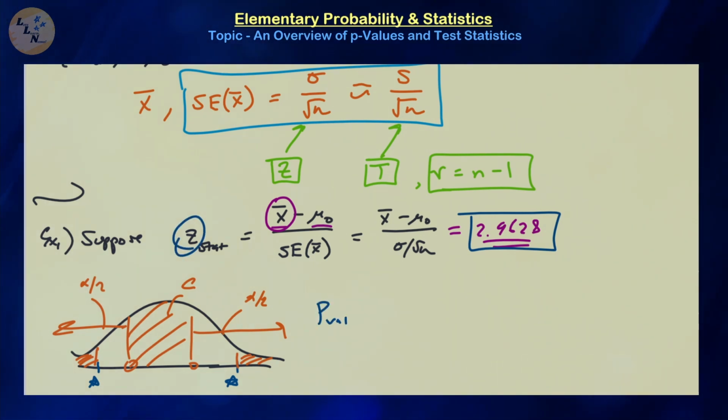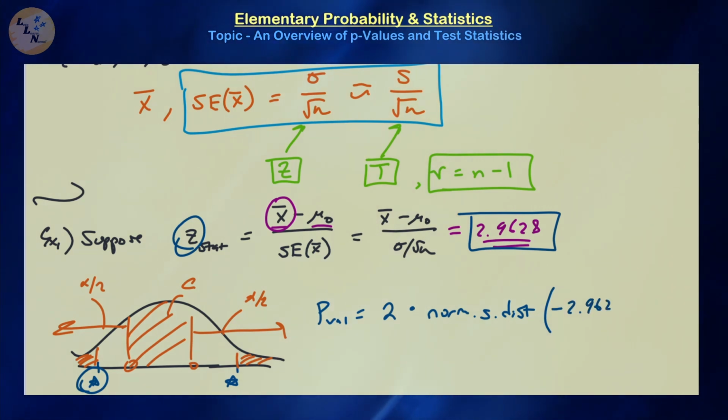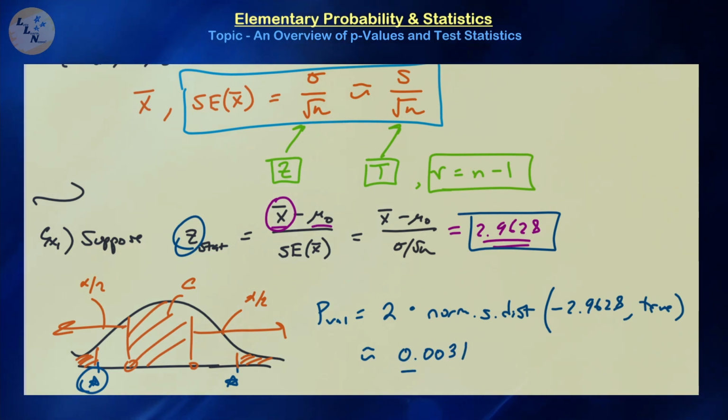In Excel, for a z p-value that's two-sided, it would be 2 times NORM.S.DIST of the left version of that test statistic, which is negative 2.9628, comma, TRUE. So once we calculate that, we can find that's approximately equal to 0.0031.